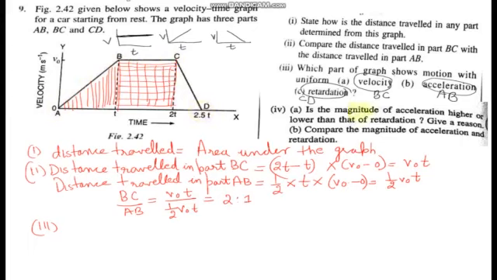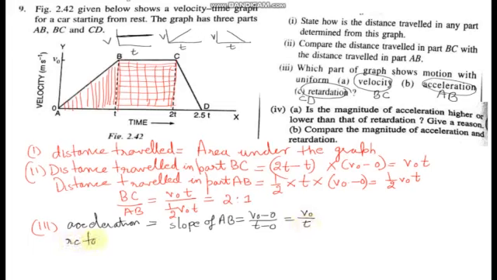Next comes, is the magnitude of acceleration higher or lower than that of retardation? वेलोसिटी टाइम ग्राफ से एक्सेलरेशन कैसे पता लगता है? By the slope. So how can we find acceleration? Acceleration will be obtained by finding the slope of AB. Now what is the slope of AB? It is perpendicular distance over horizontal distance. What is this perpendicular distance? This is 0, this is V naught. So it is V naught minus 0. Horizontal distance क्या है? T minus 0. So it is V naught upon T.